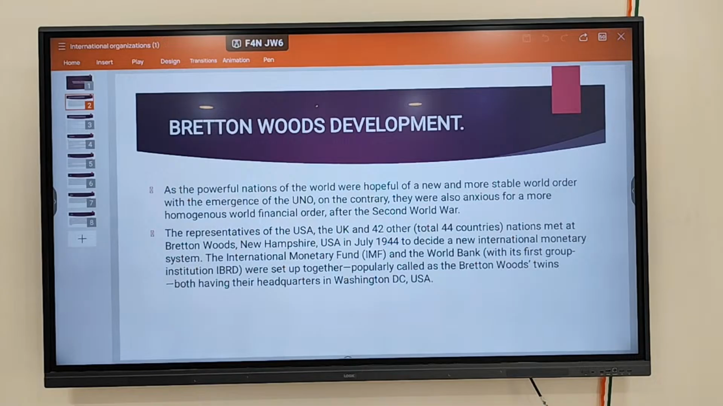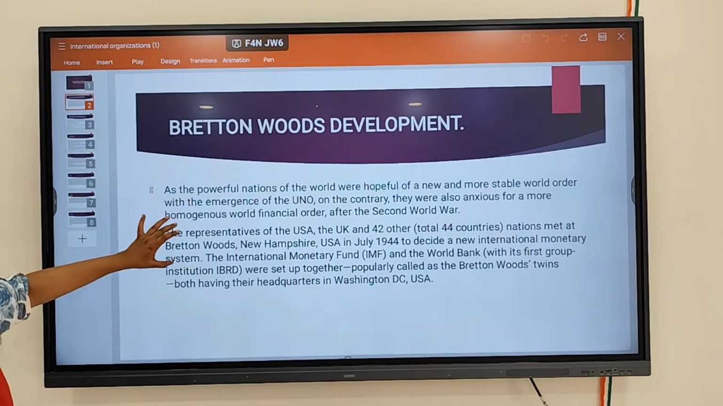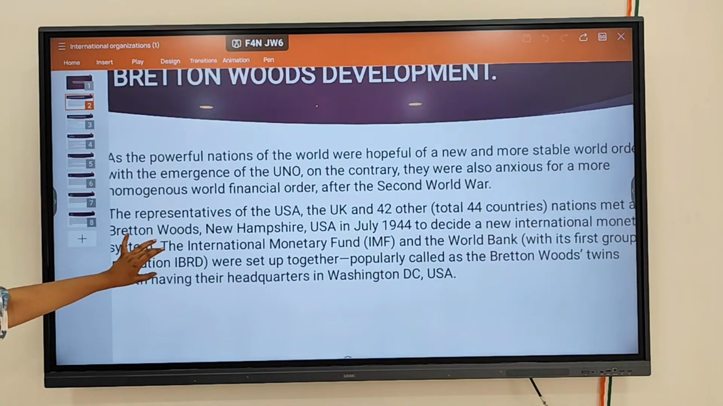These banks provide loans at a lower rate of interest for a longer time, for 25 years, 30 years, or 40 years, for one nation. That is the importance of the international banks.